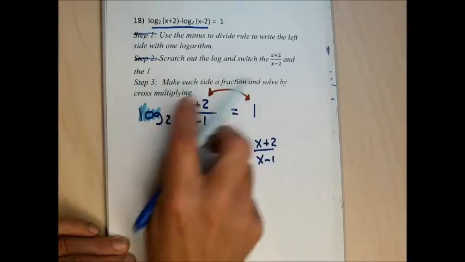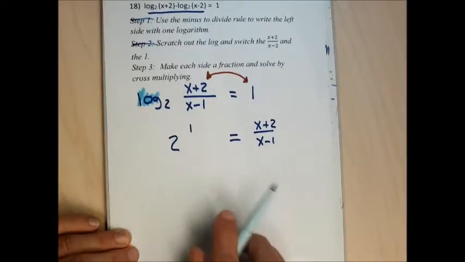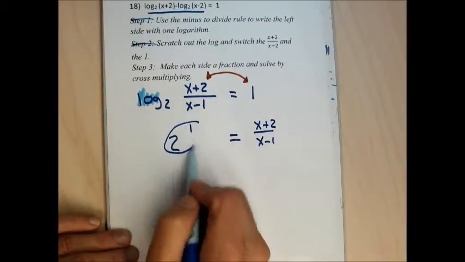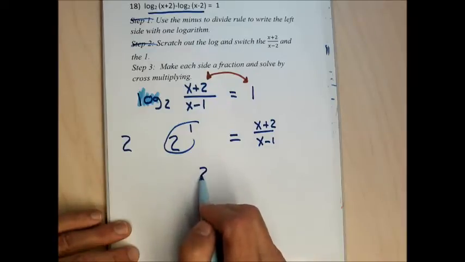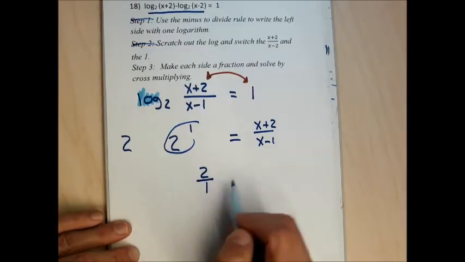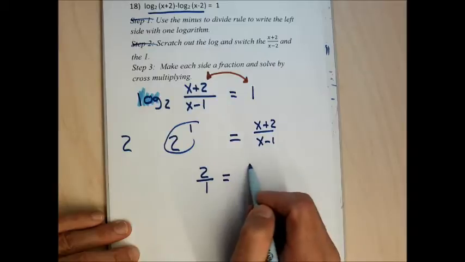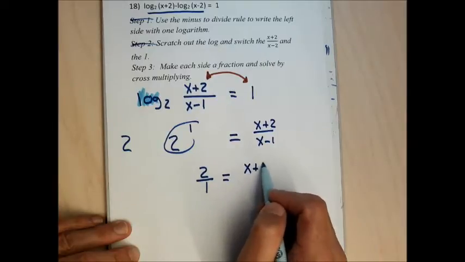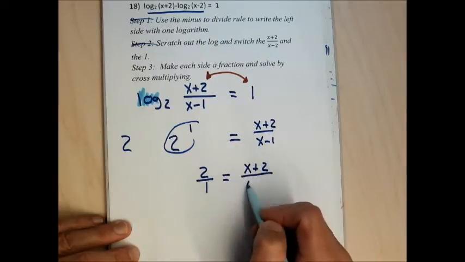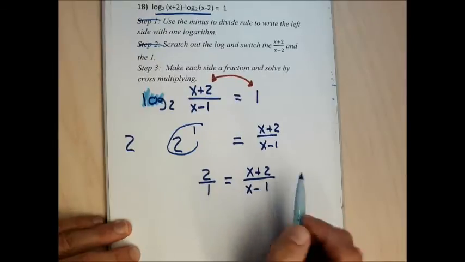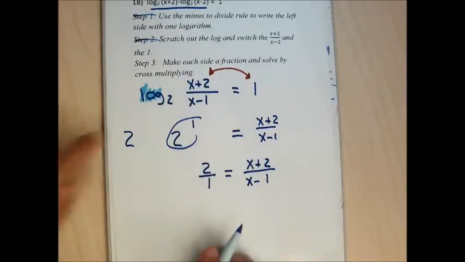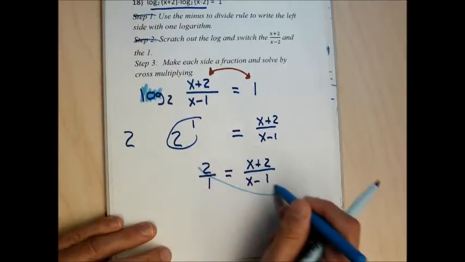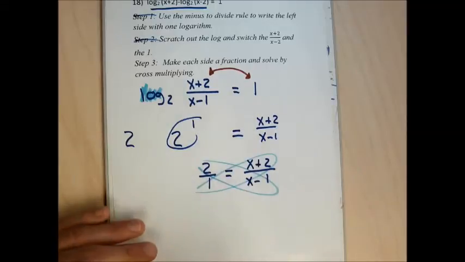Step 3 says make each side a fraction and solve by cross-multiplying. This left-hand side is really just 2, because 2 to the first power is 2. And I'm going to rewrite that 2 as a fraction, because 2 over 1 is equal to 2, which is equal to 2 to the first. And having each side written as a fraction is going to make it so I can solve by cross-multiplying. So I've rewritten the left-hand side to make it so I can cross-multiply down and cross-multiply up.